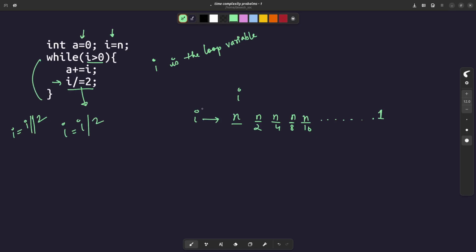And if I get that x, basically if I get the number of times the while loop is running, I will just put it inside the big O notation. That will be my answer. Okay, let's do this. Try to find how many terms are there in this series.